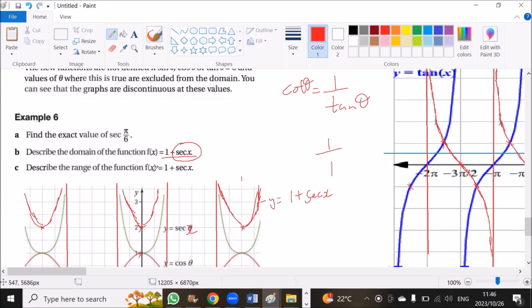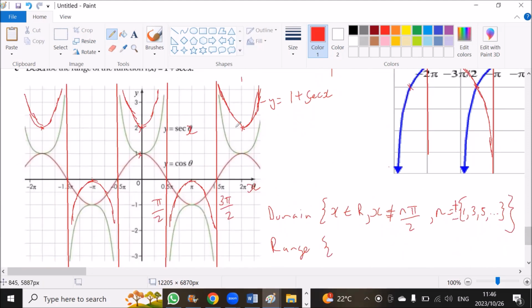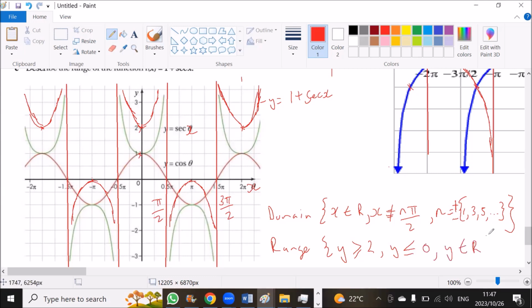Describe the range of f of x is equal to 1 plus sec x. Range will be y greater or equal to 2, which will also include 2. Y is less than or equal to 0. Y is an element of real numbers. We don't have any values for our graph between 0 and 2.